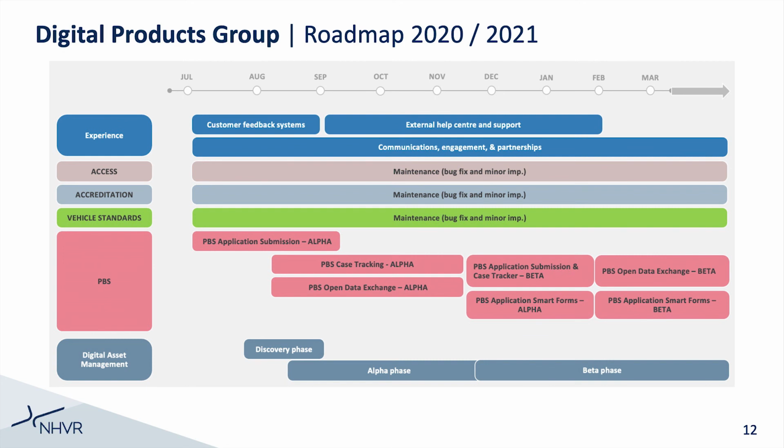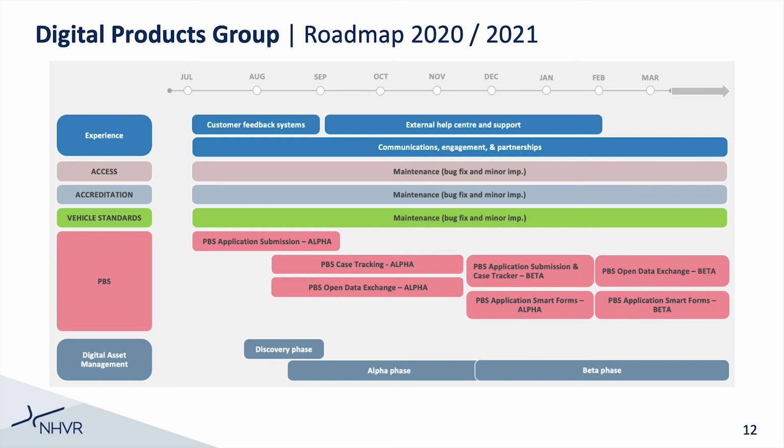So with access accreditation and vehicle standards, we're continuing to do maintenance. You will see coming up in our roadmap update for the next release, our last one of the year in December, a bit more information on some specific improvements we'll be making for access and accreditation in particular, over and above our normal maintenance. And as Julie said, PBS is a real focus for us.